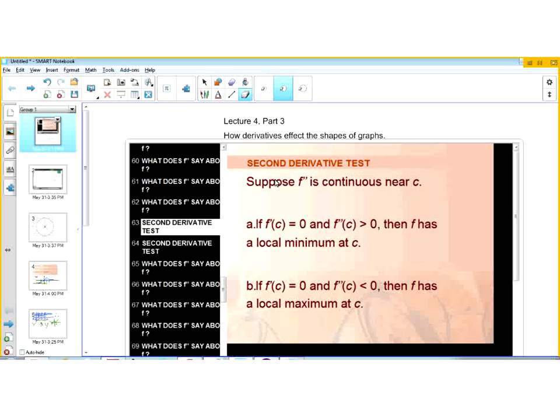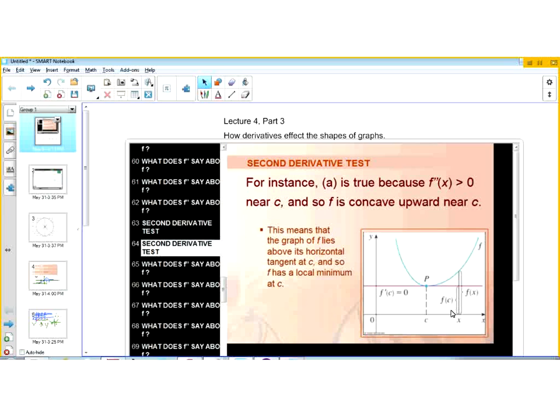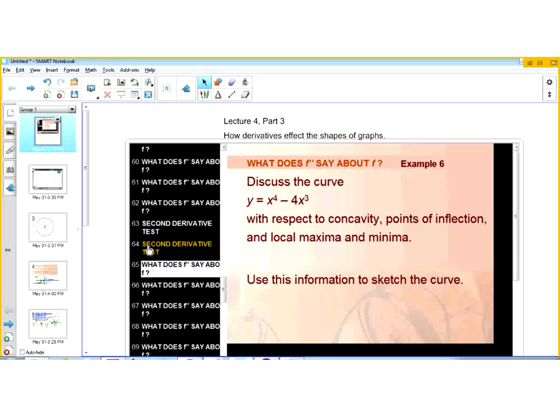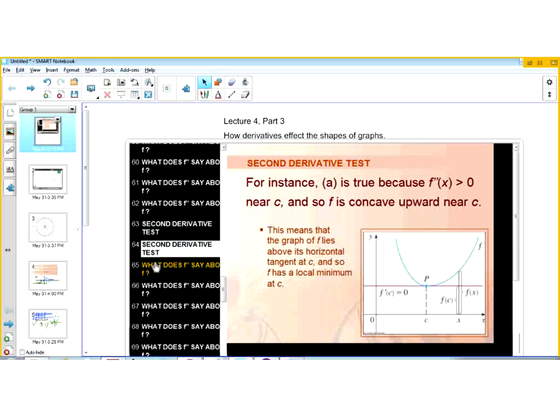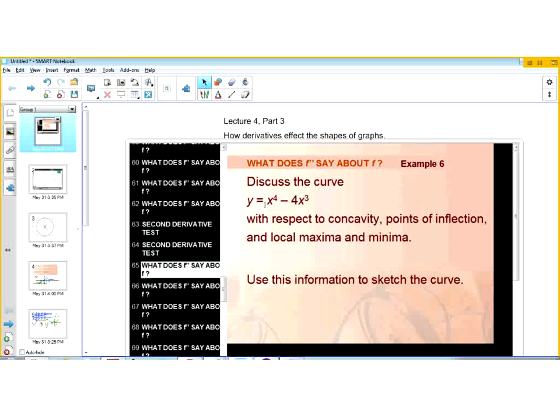Find the critical numbers, and then check the sign of the second derivative. Of course, if the second derivative is equal to 0, then you can't conclude anything. As long as the second derivative is not 0, it has utility. All right, here you go, what we just talked about. Take a second to take in the slide.